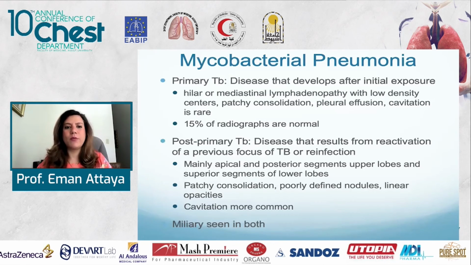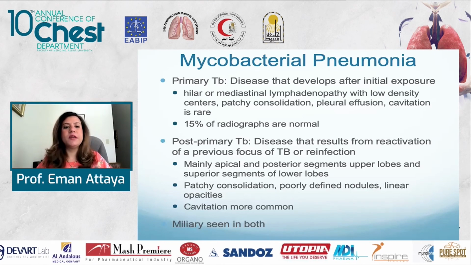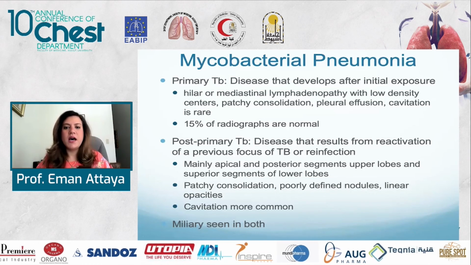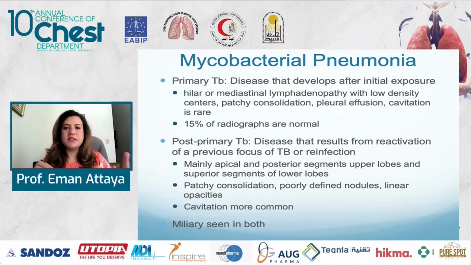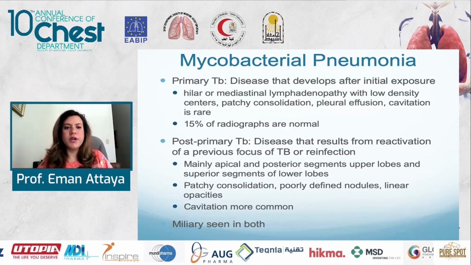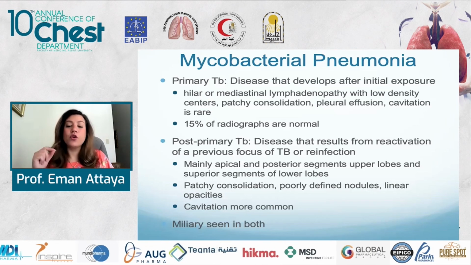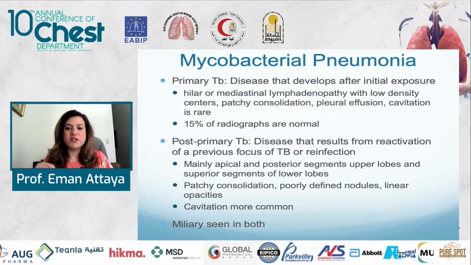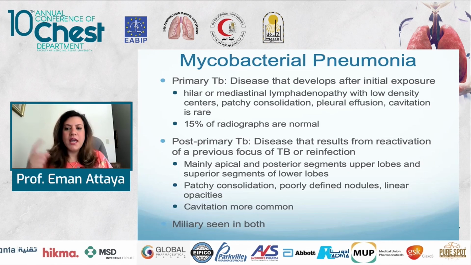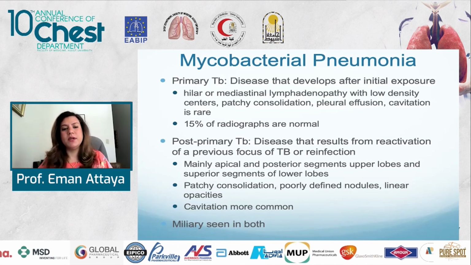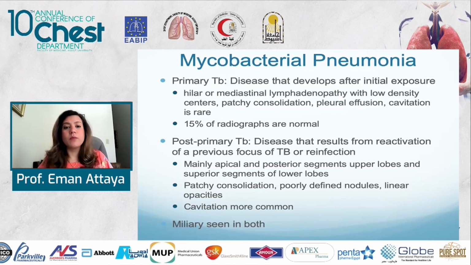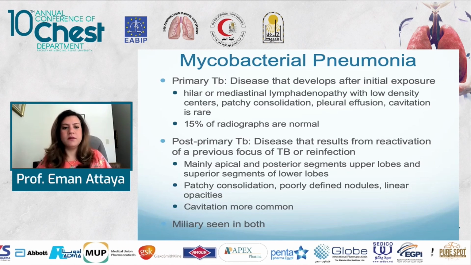Moving on to mycobacterial pneumonia, briefly we'll divide that into a primary TB and post-primary TB. Primary TB is disease that develops after initial exposure, and what you'll see with that is hilar or mediastinal lymphadenopathy with low density centers, patchy consolidation, pleural effusion, and cavitation is rare with primary TB. Remember that 15% of radiographs can be normal with initial exposure of TB.